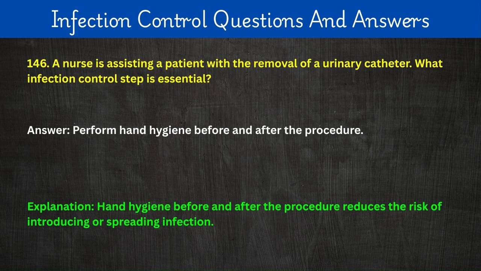146. A nurse is assisting a patient with the removal of a urinary catheter. What infection control step is essential? Answer: perform hand hygiene before and after the procedure. Explanation: hand hygiene before and after the procedure reduces the risk of introducing or spreading infection.